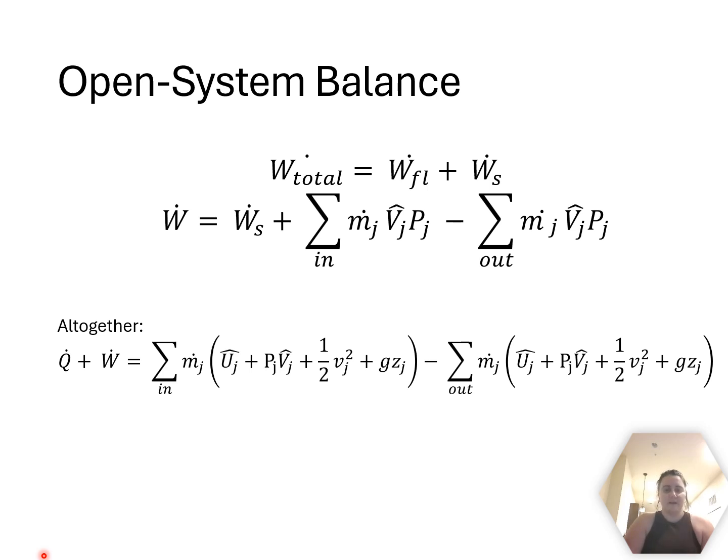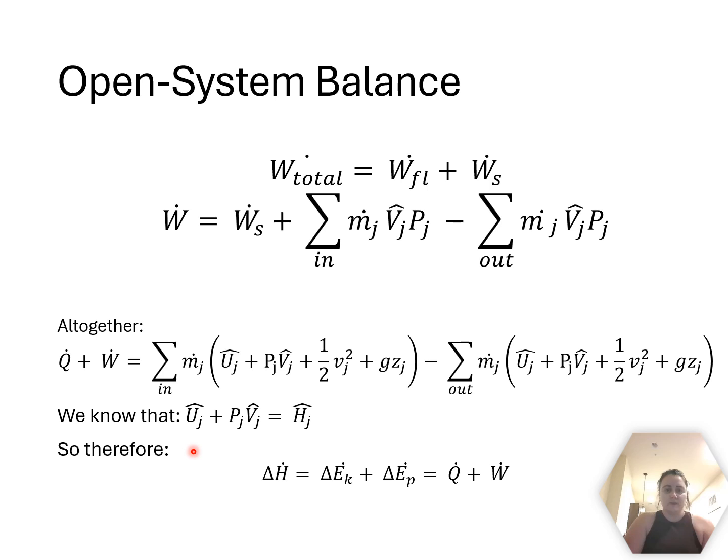So if we move on from there, we know U with the hat over it plus pressure times V with the hat over it equals specific enthalpy. So this is going to allow us to take all of this craziness and simplify it to this form right here, where we have a change in enthalpy flow is equal to kinetic plus change in potential plus Q plus W. There should be a plus right here associated with this H. So make sure that that's changed in your notes.